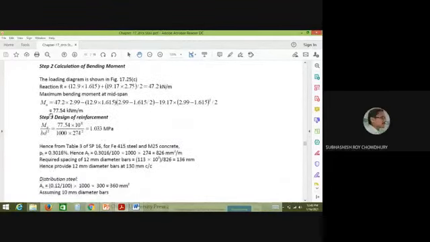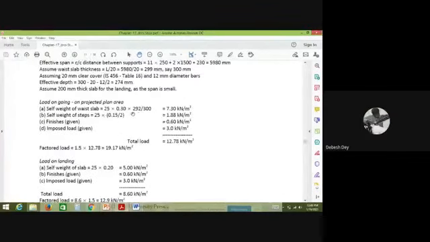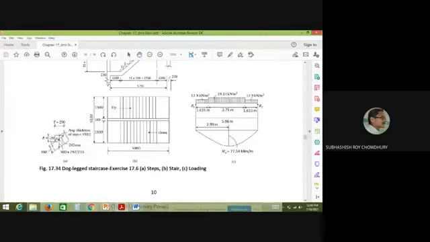Sir, hello. Can you again explain the self-weight of the stair? Self-weight of the stair, obviously, this one. Yes, self-weight of the steps. Okay, fine. If you consider this particular, okay, let me. Is it visible? Yes, sir, this diagram.